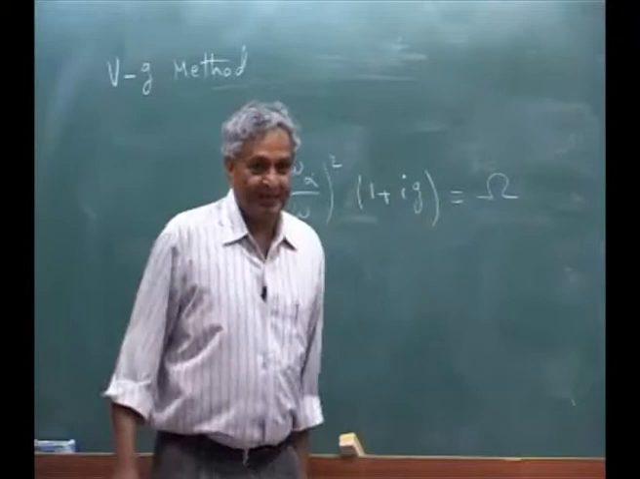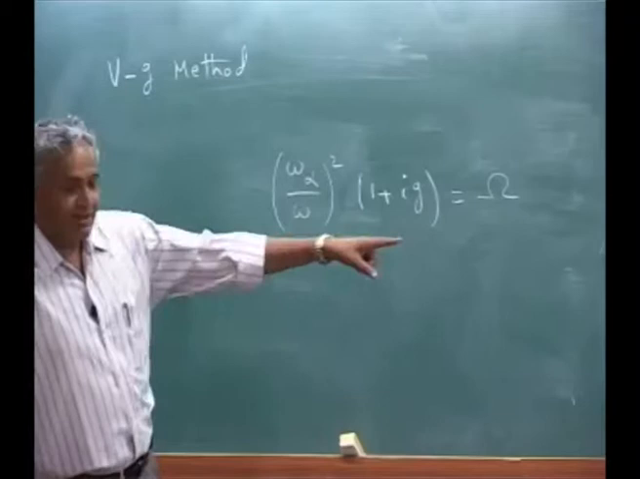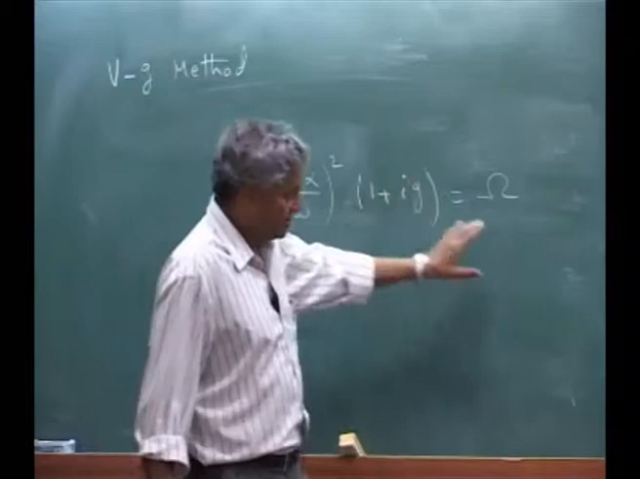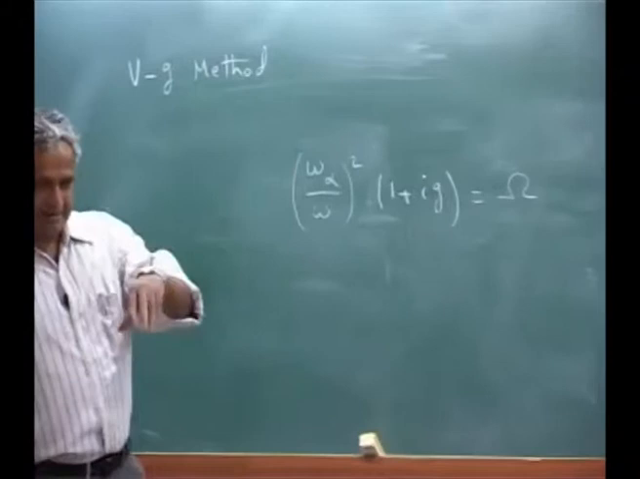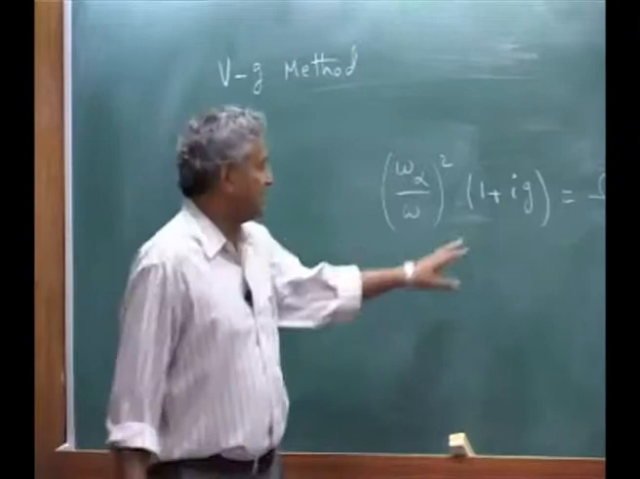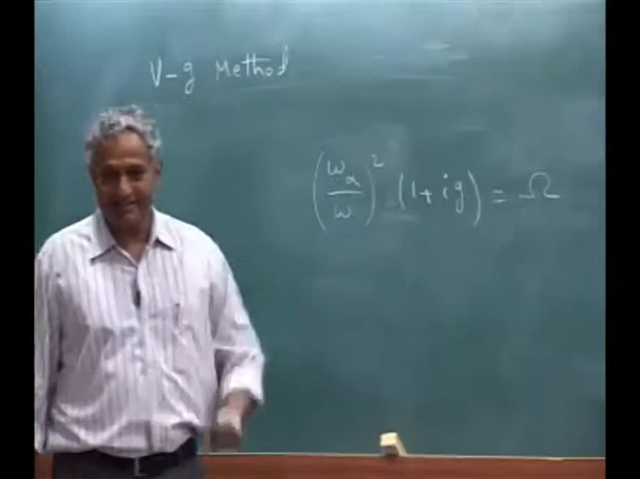Why I introduce this, I will come to that. Because you know that my equation is one where g is zero. Only when g is zero, I get my flutter equation. This is the correct equation. But I am adding an ig. Ig is a damping which I put as a complex number.